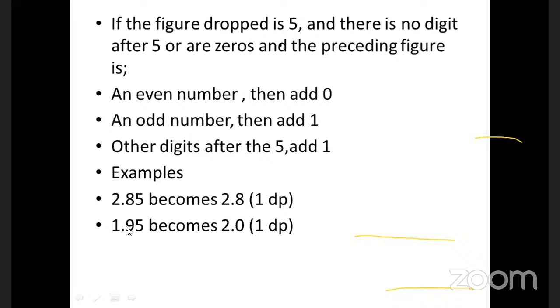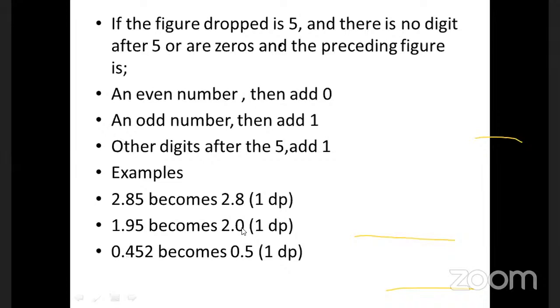We shall add 1 here. So when you add 1 to 9, some people will say it takes you to 1.10. That is wrong. When you add 1 here, it instead increases the value to what? 2.0. Is that okay? Are we fine with that?